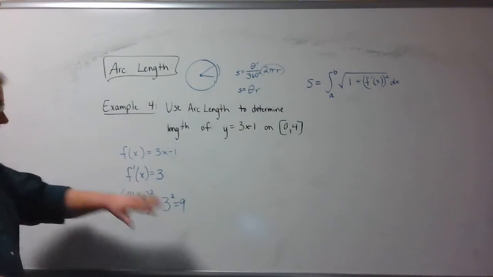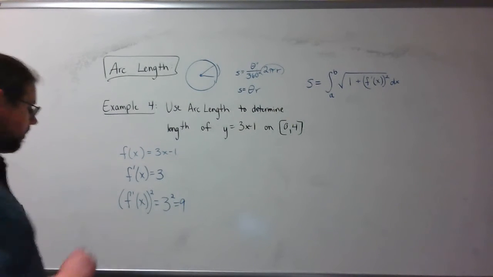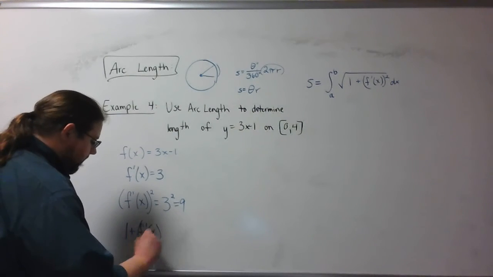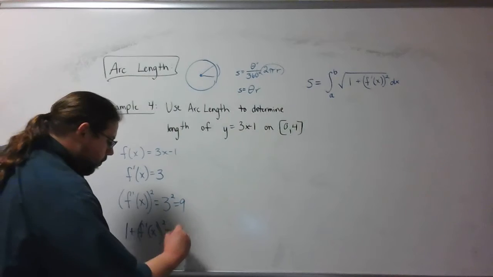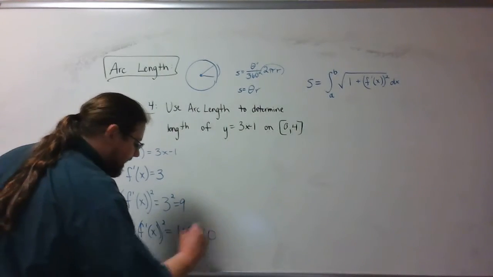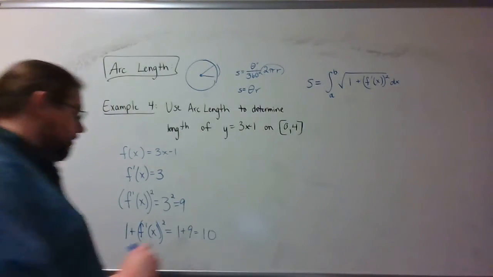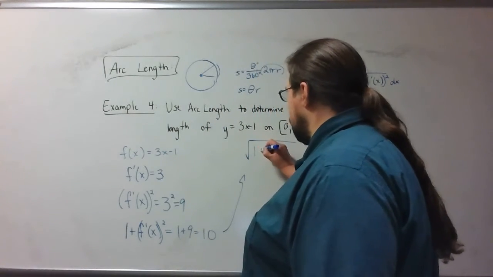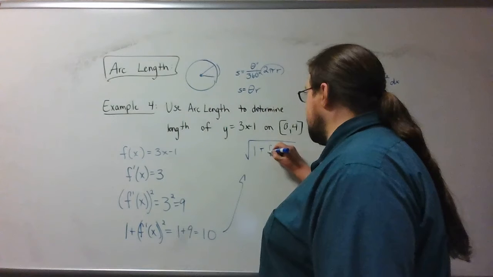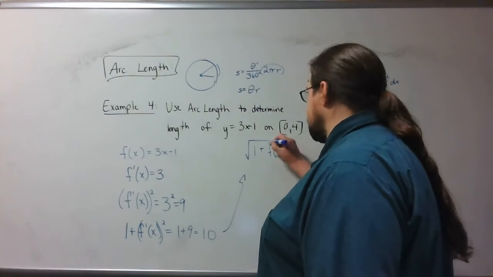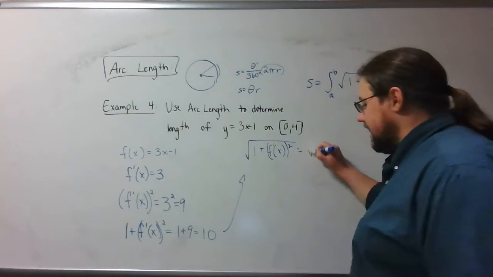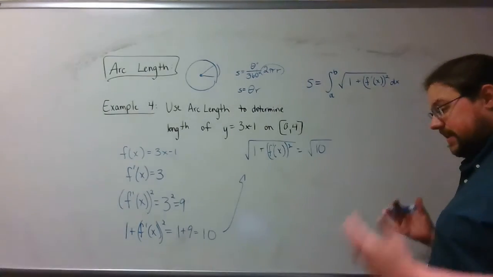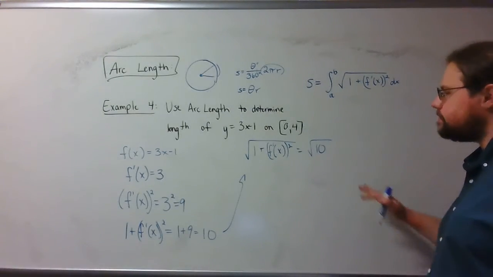Once I've got this 9, I'm ready to do the next part. I'm going to take 1 plus the derivative of f of x squared. So that means 1 plus 9, which gives me 10. Next step, square root it. So here's where I get into almost the end step. The square root of 1 plus f prime of x squared is going to give me right now the square root of 10. Let me repeat, this is a very easy example compared to what we will do in a second.